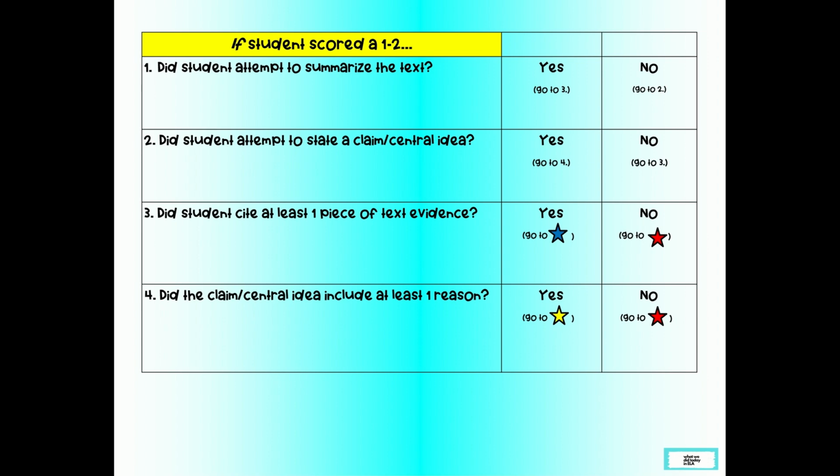Number 3, did the student cite at least one piece of text evidence? If yes, you're going to go to the blue instructional star. If no, you're going to go to the red. And the last question, did the claim or central idea include at least one reason? Yes will land you on the yellow instructional star. No will be the red one.